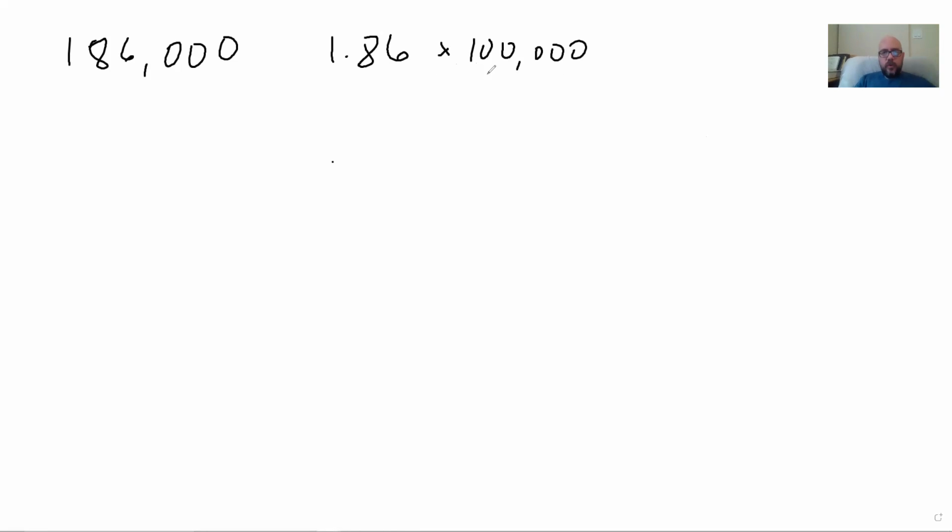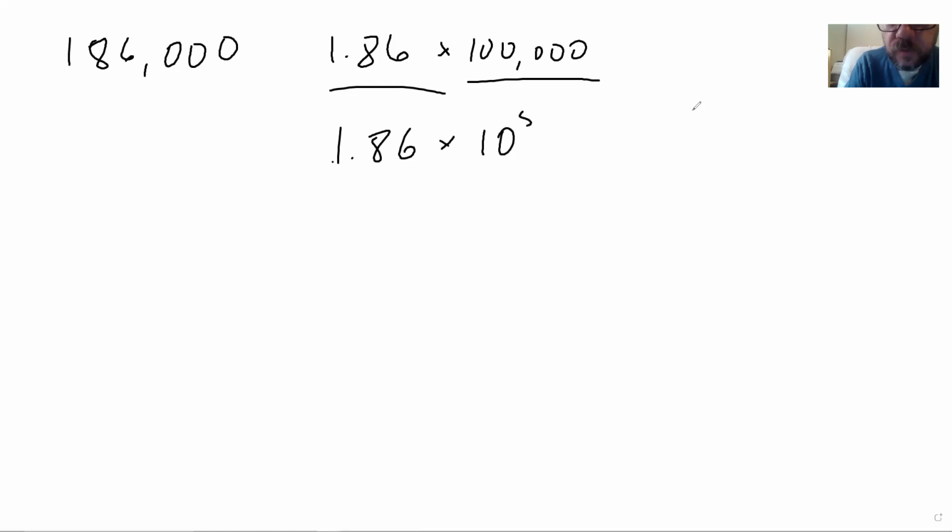Right. So what we're doing here is we're using this number to tell us the general size of the number, and this number to tell us how many of those we've got, essentially. Powers of 10 are called orders of magnitude. So this is 5 orders of magnitude. Because we're not going to write this 100,000 as 100,000. We're going to write it as 10 to the 5th. We're going to say this is 1.86 times 10 to the 5th power.